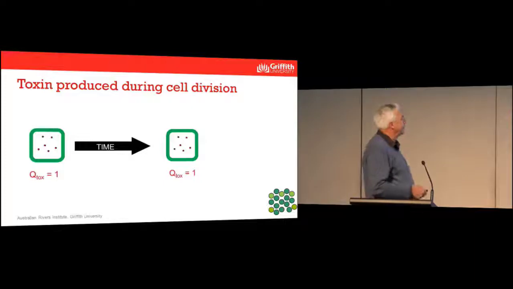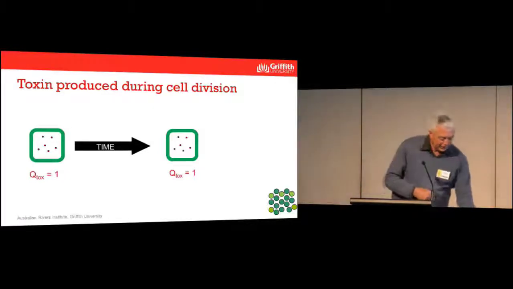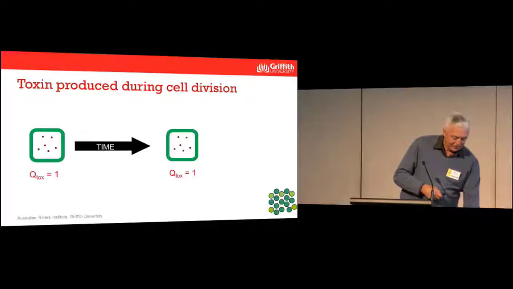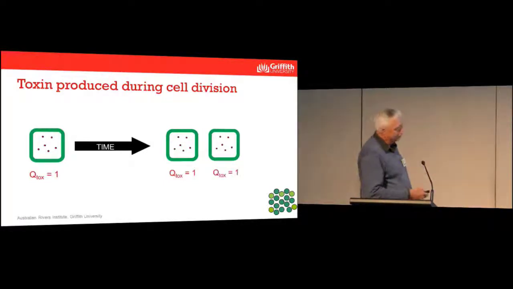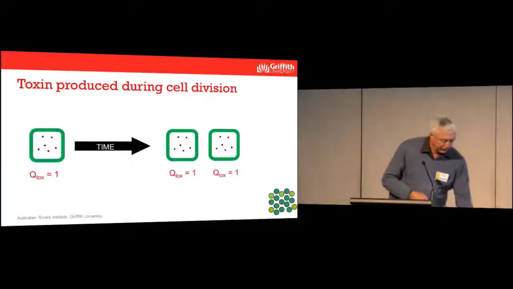So let's just quickly go through and work out what's happening here. We can work out when the toxin is being produced by looking at the cell quota of the toxin, the amount of toxin in a single cell. So at the start, Q tox equals 1, the cellular quota of toxin equals 1. If Q tox equals 1 in the daughter cells, then the toxin is being produced at the time of cell division. There's no change in the amount of toxin in an individual cell.